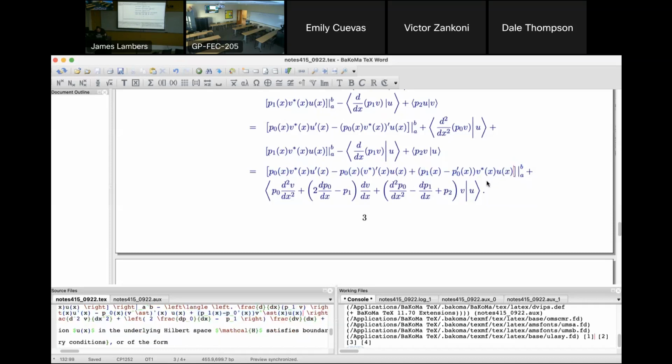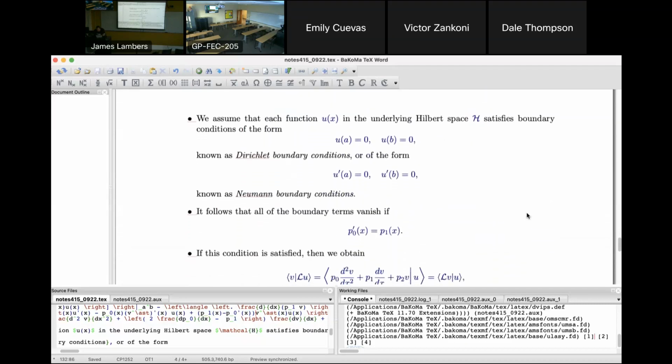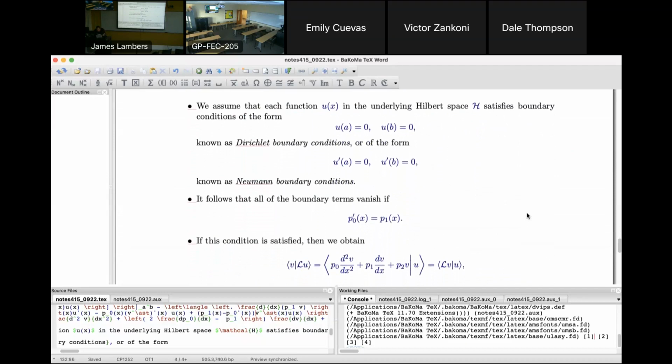So if we want to cover all the bases, the Dirichlet and Neumann boundary conditions, we need to have this be 0. In other words, the coefficient of U prime in a differential operator must equal the derivative of the coefficient of U double prime. So as long as that happens, then regardless of boundary conditions, all boundary terms will go away.